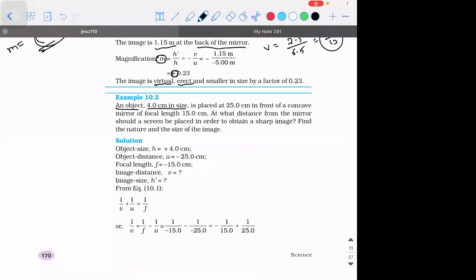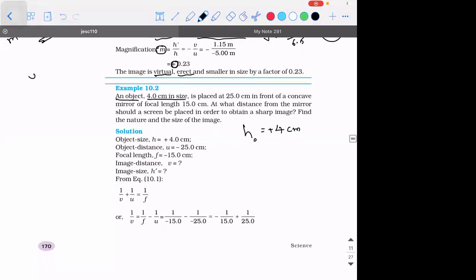So what have they given? H. So height of the object is 4 centimeter. So height of the object by default is always positive. See, these are all the things that are by default positive and negative. U by default is negative, whether it is a concave or a convex mirror. Height of the object by default is positive, whether it is a concave or a convex mirror. Okay, so height of the object is plus 4, is placed at 25 centimeter in front of a concave mirror.